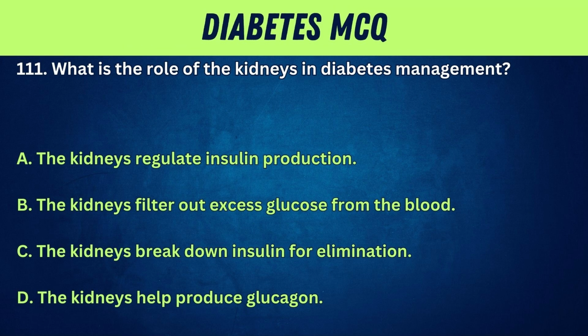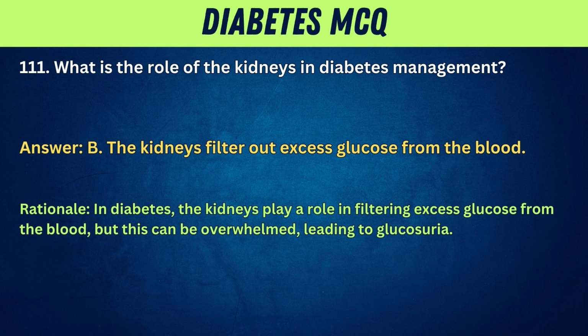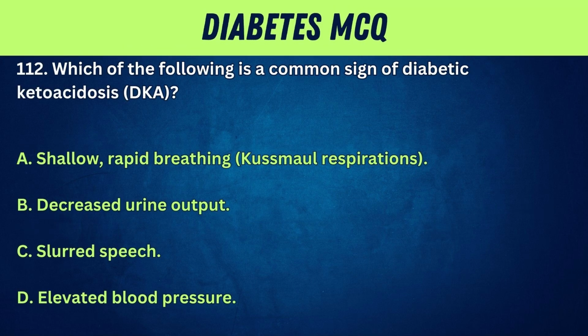111. What is the role of the kidneys in diabetes management? A. The kidneys regulate insulin production. B. The kidneys filter out excess glucose from the blood. C. The kidneys break down insulin for elimination. D. The kidneys help produce glucagon. Answer. B. The kidneys filter out excess glucose from the blood. Rationale. In diabetes, the kidneys play a role in filtering excess glucose from the blood, but this can be overwhelmed, leading to glucosuria.